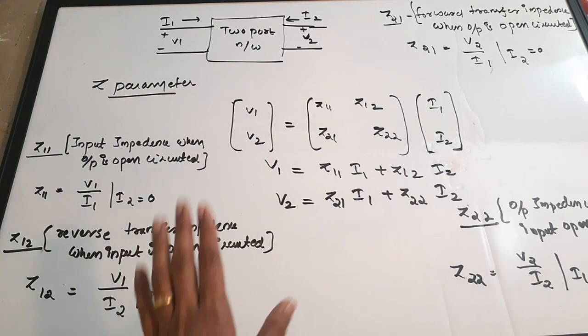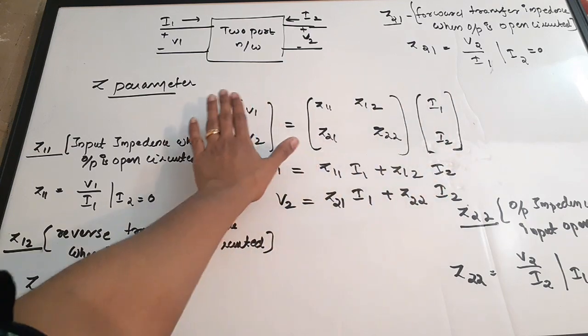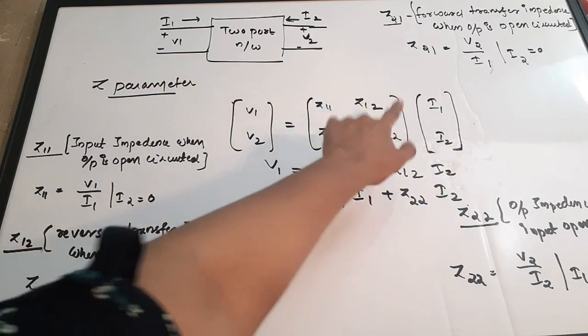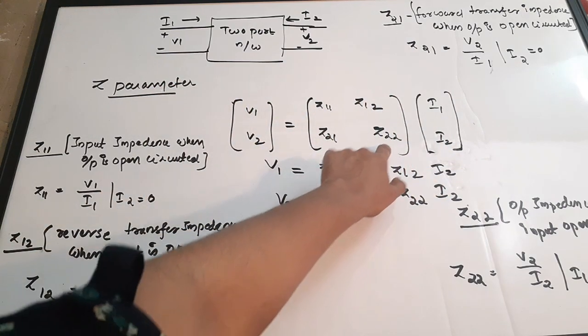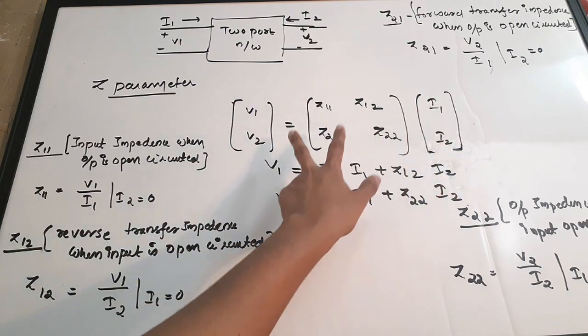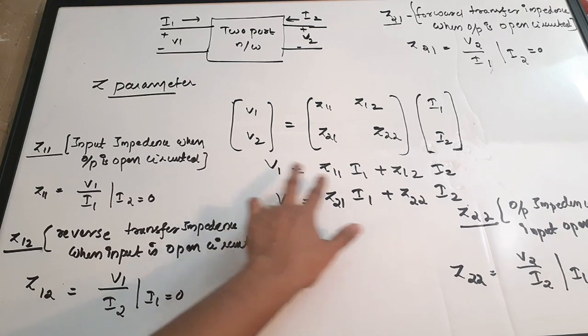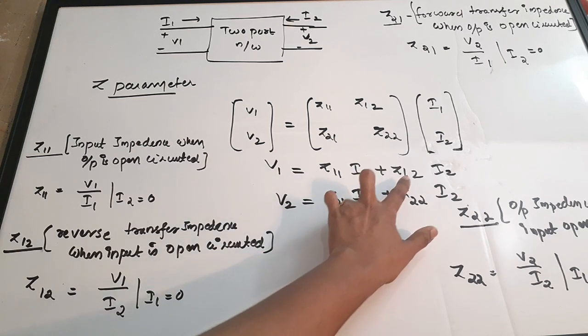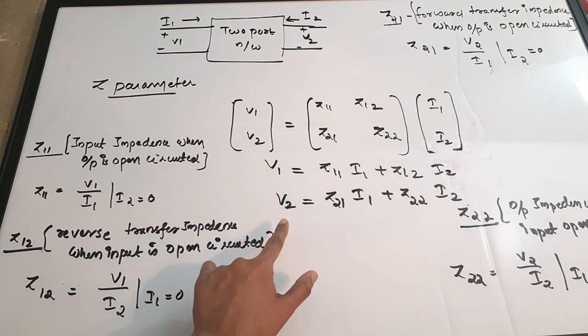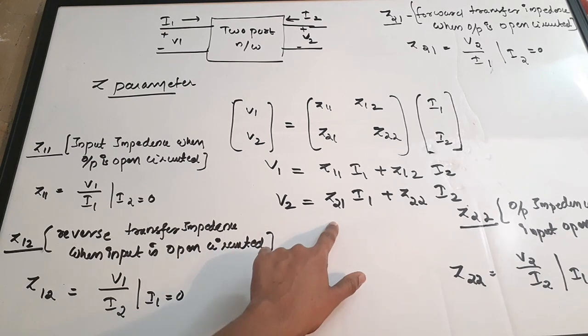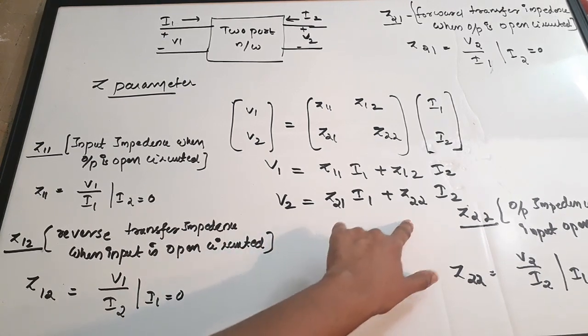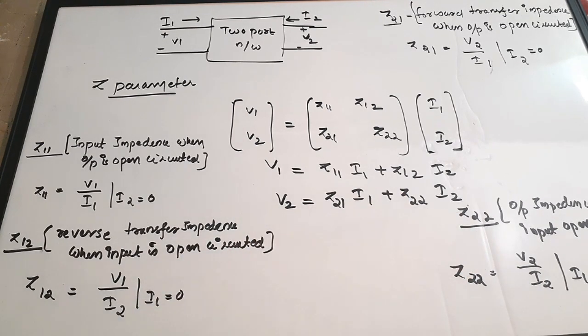You don't need to learn anything by heart, just study this. V1 V2 equal to Z11 Z12 Z21 Z22 into I1 I2. Just take the matrix multiplication, you will get this equation. V1 equal to Z11 I1 plus Z12 I2. Similarly, V2 equal to Z21 I1 plus Z22 I2. It's not difficult to study, right? It is very easy to study.